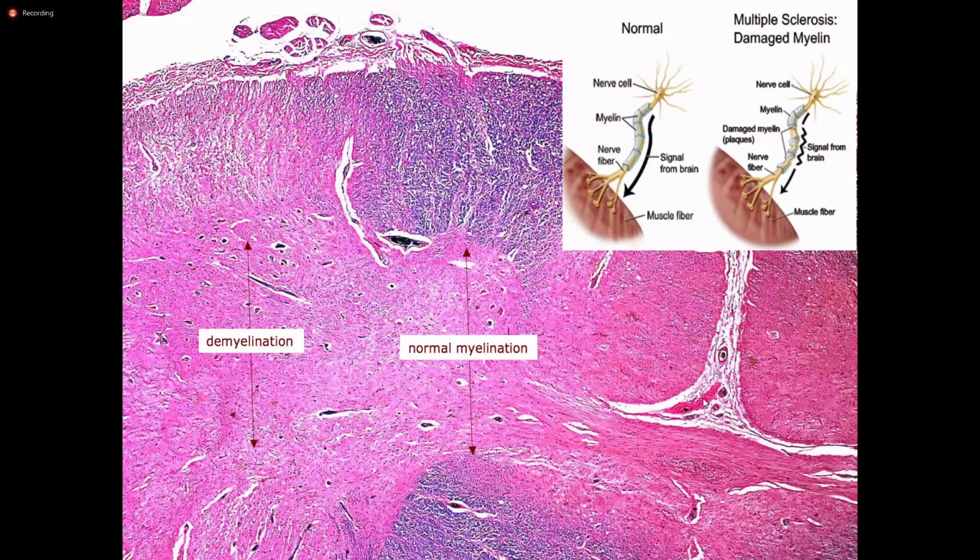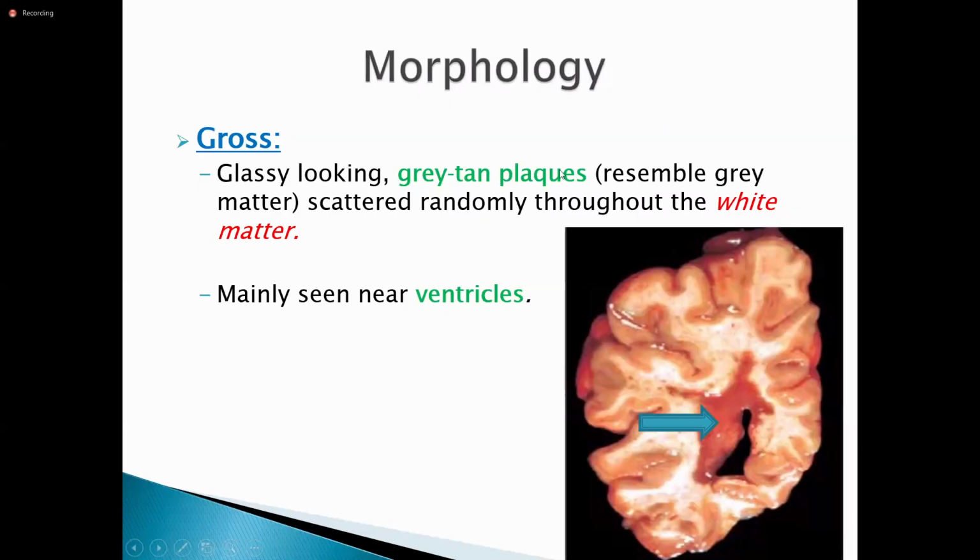Grossly, there will be white matter areas that resemble the gray matter. Instead of being white they become gray because they lost the myelin sheath, which gives the white appearance or white color. So grossly they look glassy, scattered in the white matter, with random involvement, mainly seen near the ventricles.